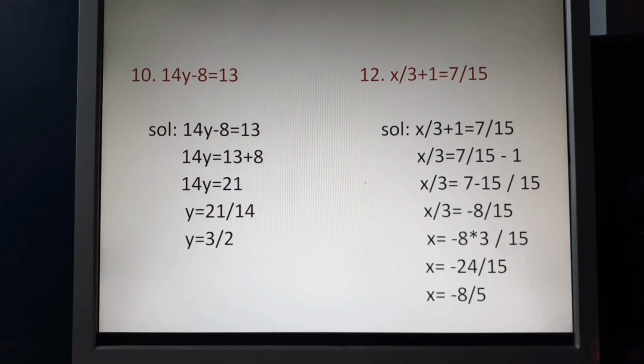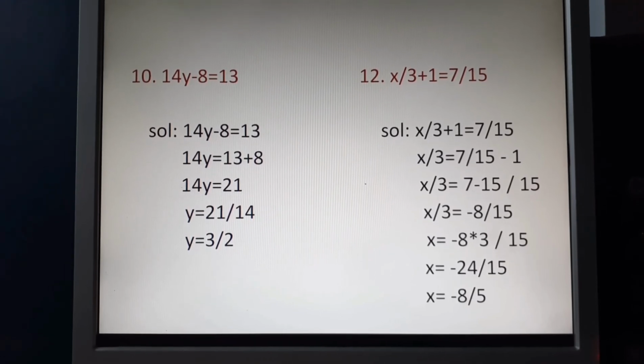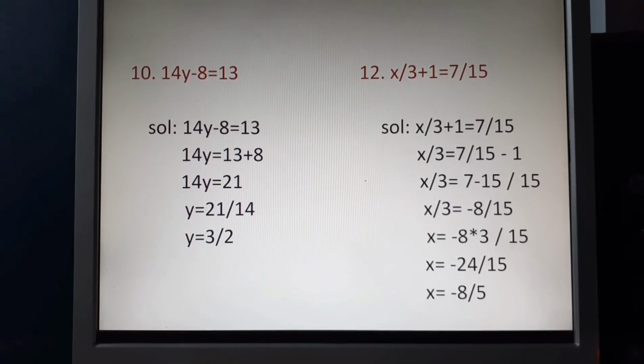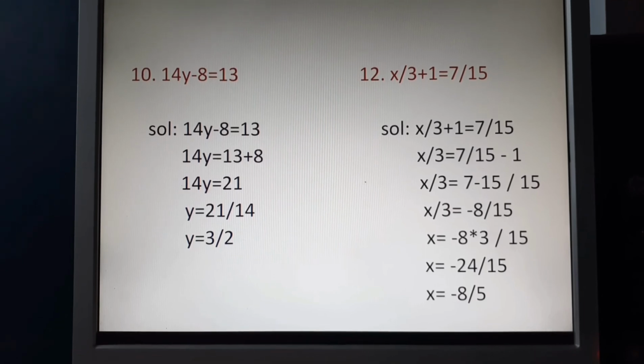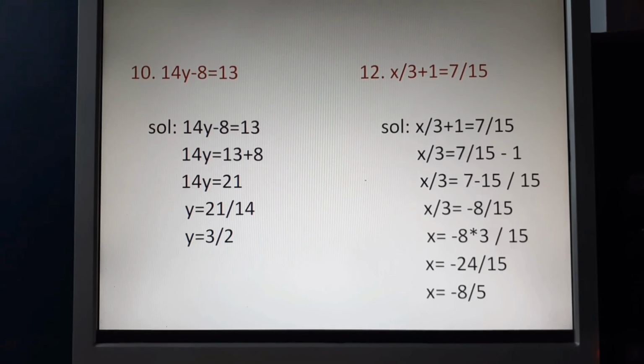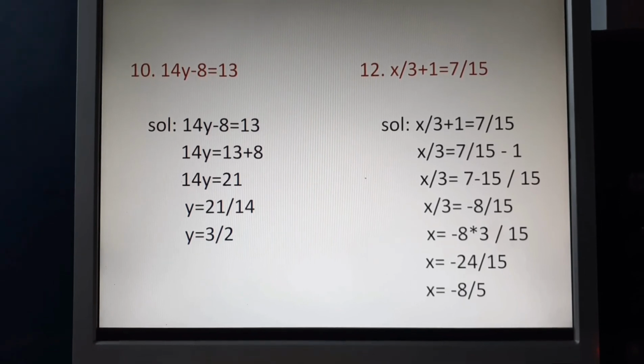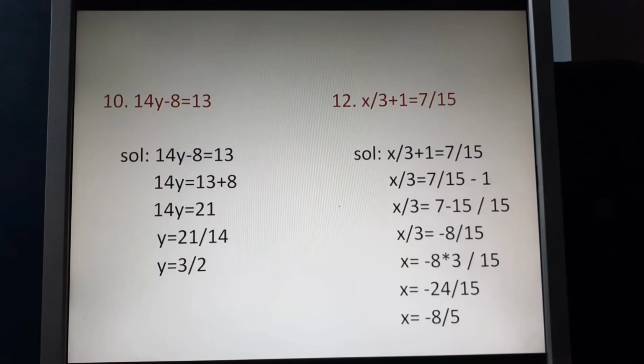x is equal to minus 8 into 3 divided by 15, because left hand side divided by 3 comes this side. It comes under multiplication with minus 8. So x is equal to minus 8 into 3 divided by 15. So x is equal to minus 24 divided by 15. Both 15 and 24 are divisible by 3. So x is equal to minus 8 divided by 5.